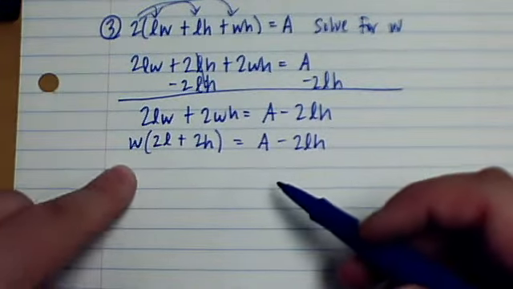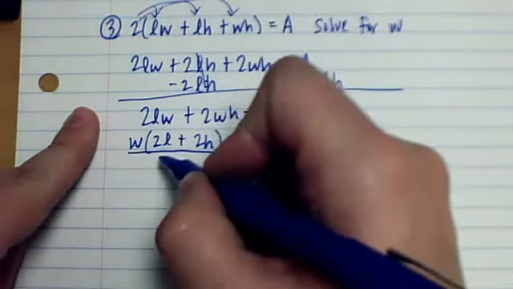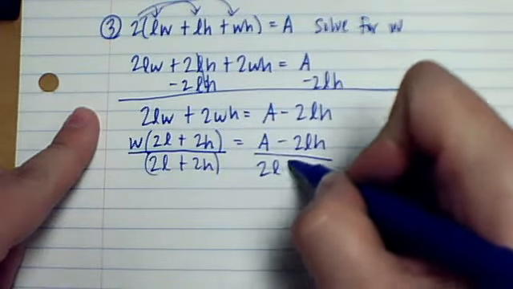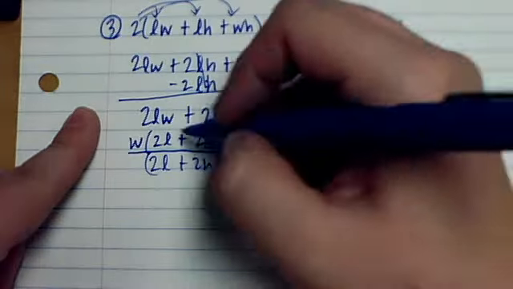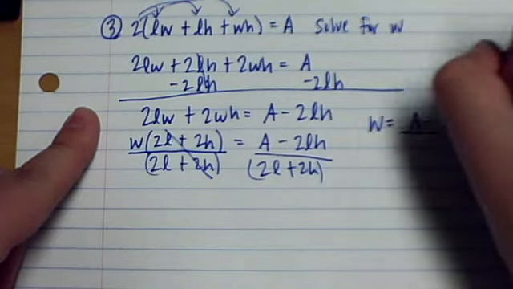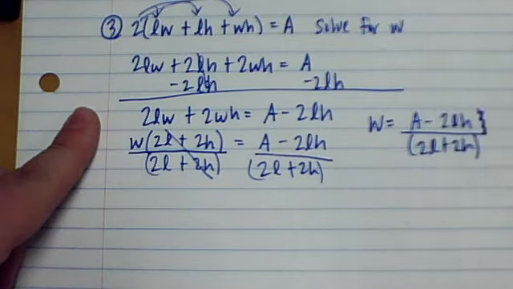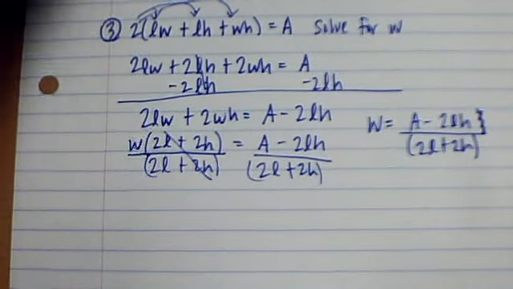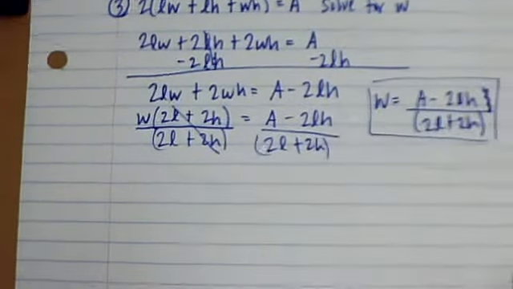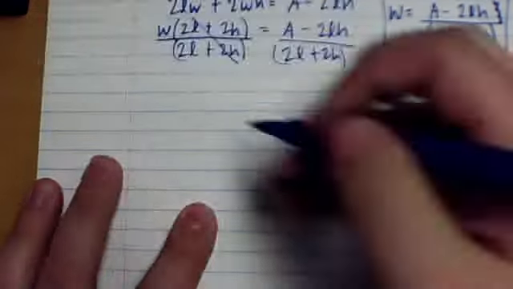Now that I have this W kind of isolated and it's being multiplied by this, I can undo that multiplication by dividing by 2L plus 2H. So W equals A minus 2LH divided by 2L plus 2H. So there's that one. This is your answer. Alright, let's look at the last example.